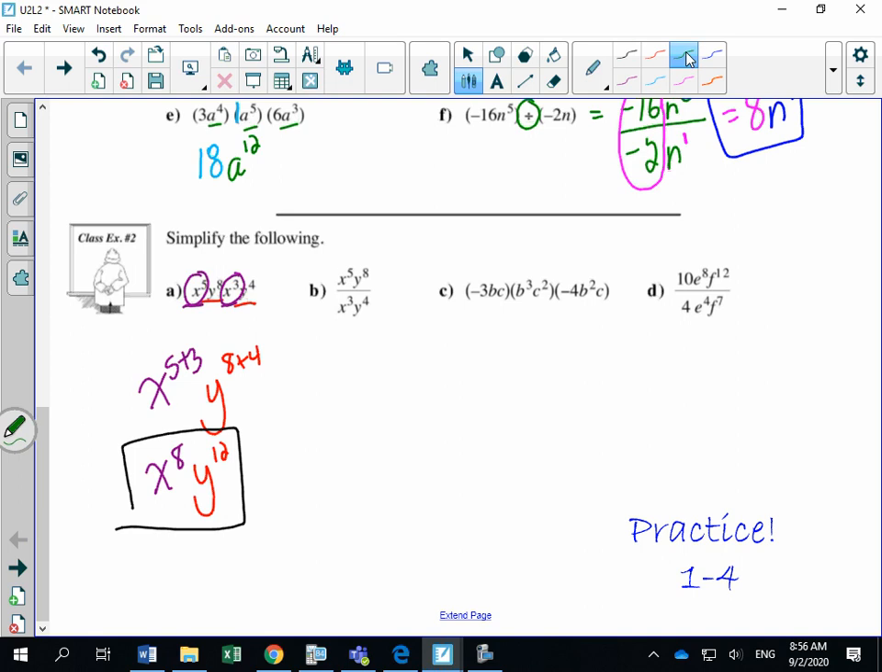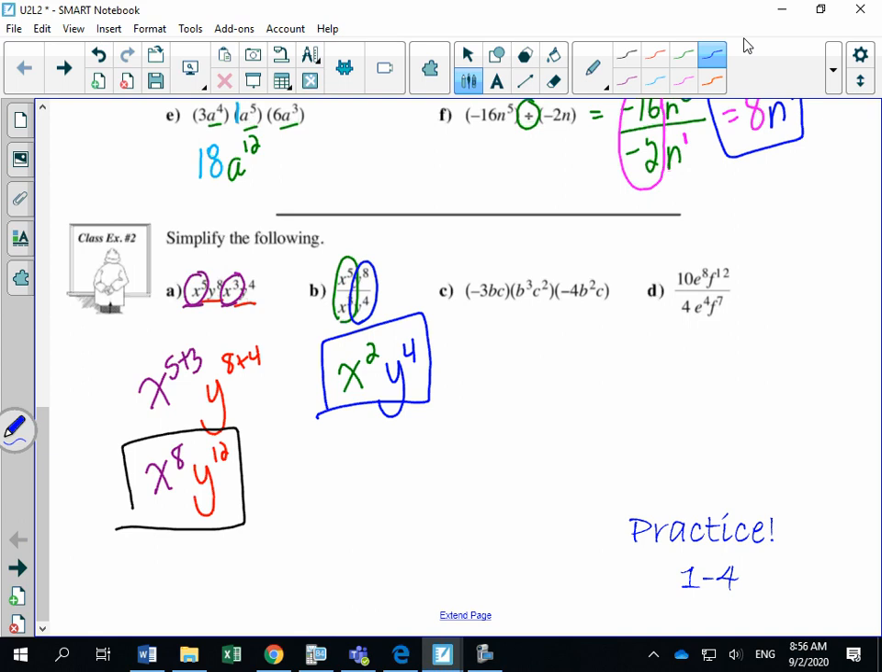Let's do the same thing here. Quotient law. X's get to go together because those are like bases. Quotient law is subtracting your exponents. You would get x to the 2. Then let's apply quotient law to the y's. 8 minus 4, because remember we subtract, 8 minus 4 is 4. So x squared, y to the 4. Okay, I want you to, like I said, pause this video and see if you can do C and D. When you're done, unpause and I'll do those questions.